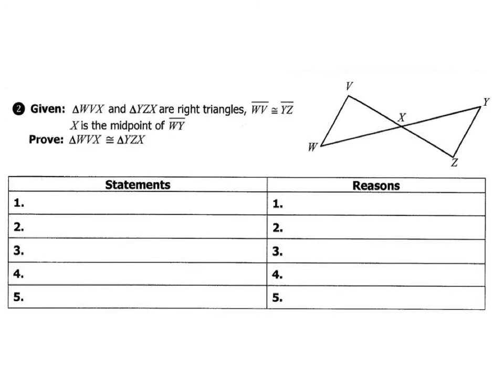And we're going to do number 2 together. I know it's an even, but we've got to do it. So triangle WVX and triangle YZX are right triangles. That's our first piece of given information. Let's write it down: triangle WVX and triangle YZX are right triangles. Given information. We need to know that they're right triangles.